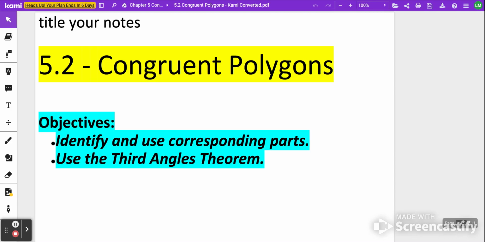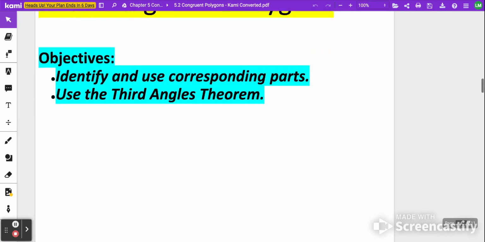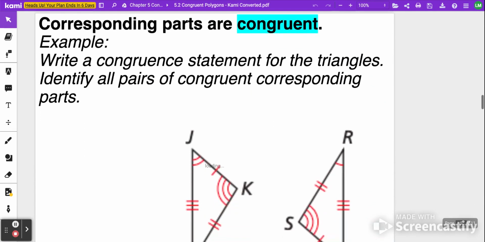Today our lesson is going to cover 5.2, congruent polygons. What we're going to be able to do is identify and use corresponding parts, and then also use something called the Third Angles Theorem, which we'll get to at the end of this video. So if you need just that theorem, go ahead and scroll about halfway through. That's when we should be getting to it. Otherwise, let's go ahead and jump into corresponding parts.